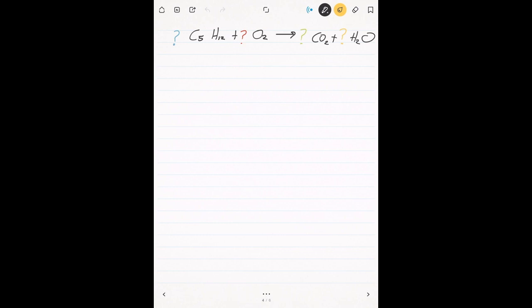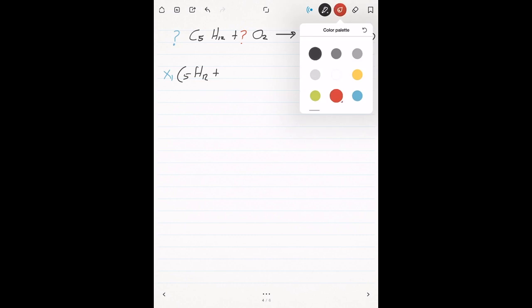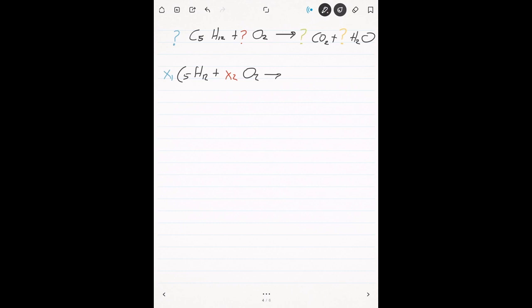Okay, so let me put in some variables for us to work with. I'm going to use the same variable several times, and I'll explain why in just a minute. The first coefficient I'm going to label as X1. That's X1, and I'm going to figure out how many pentane molecules I'm going to need. And then that's going to react with however many oxygen molecules, which I'll call X2. And there's the oxygen. Now those react and produce however many X3 of CO2 is. And it's also going to produce whatever X4 is of H2O, water.